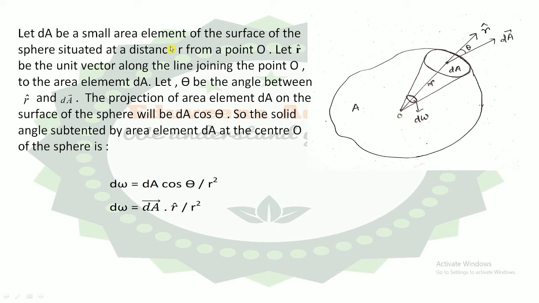We will find it. Let dA be a small area element of the surface of the sphere situated at a distance r from a point O. So dA is a small surface element on the surface A situated at a distance r from O. The distance between dA, this surface, and O is r. Let r cap be the unit vector along the line joining the point O to the area element dA. So r has a direction, it is a vector quantity. The unit vector along r is r cap, which is in this direction.